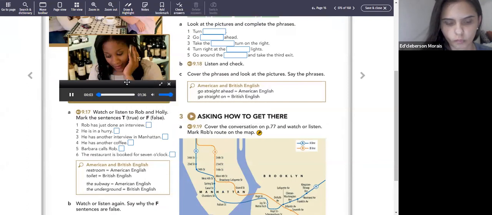9.17. That was a good day's work, Rob. You did a great interview. You took some great photos, too. They're really nice. Thanks.